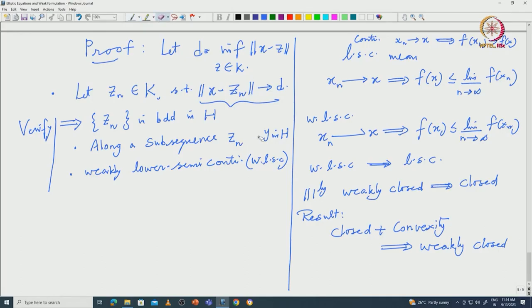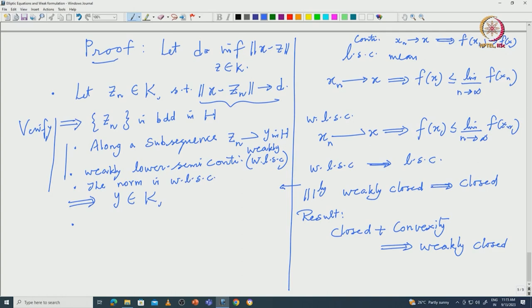Along a subsequence, Z n converges to y weakly, I did not mention that. So, these two things, whatever I discussed here, imply that y is in k. One more remark: the norm is weakly lower semi-continuous. The norm is always weakly lower semi-continuous. So, these concepts you have to know.